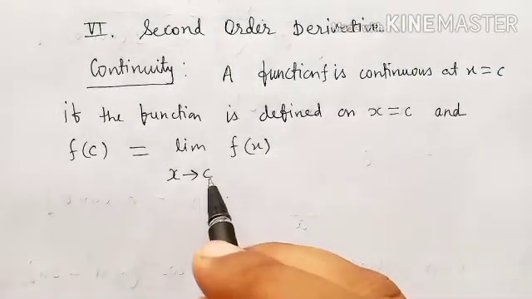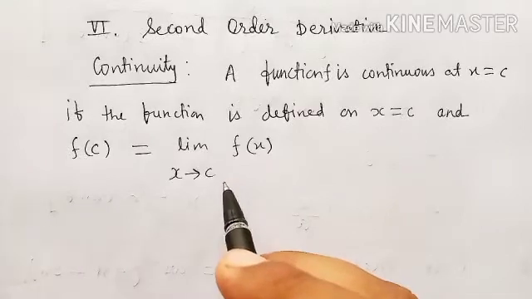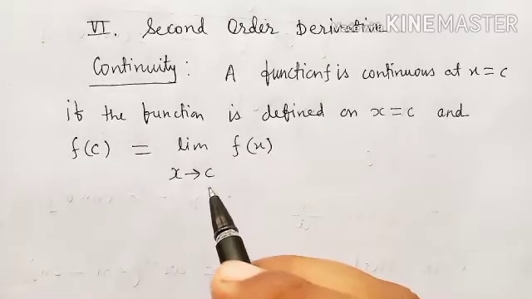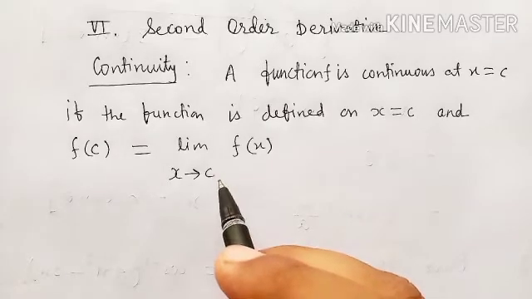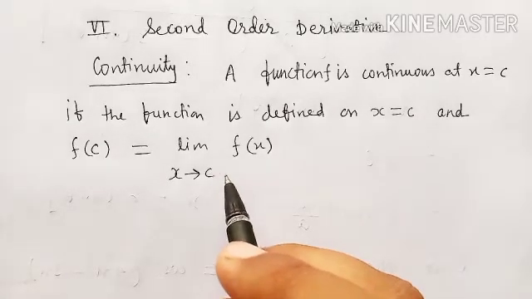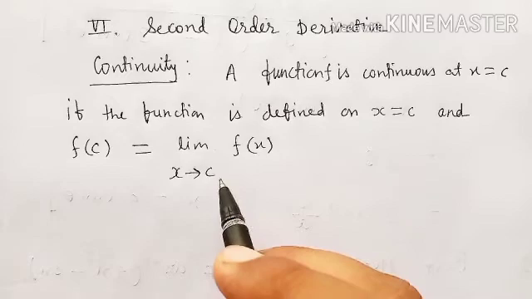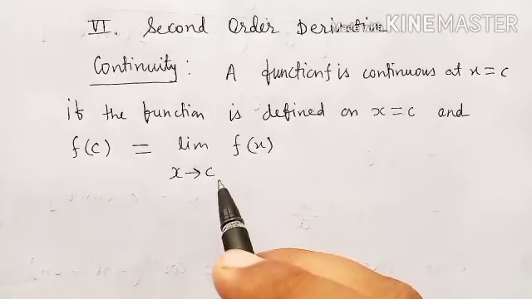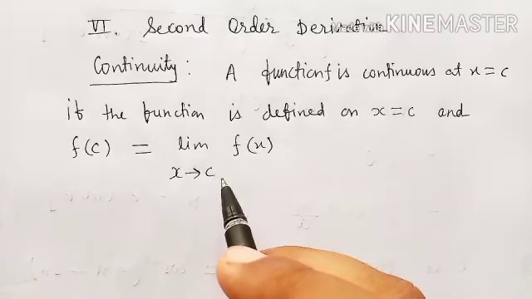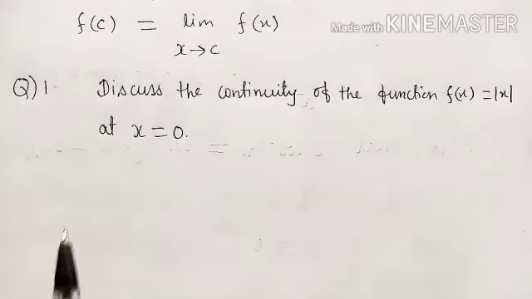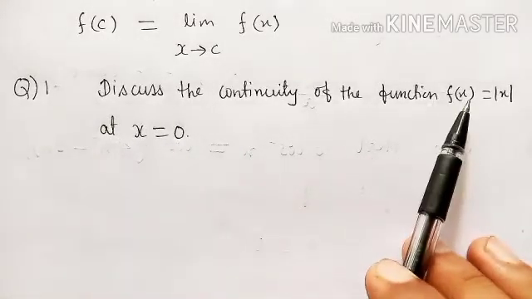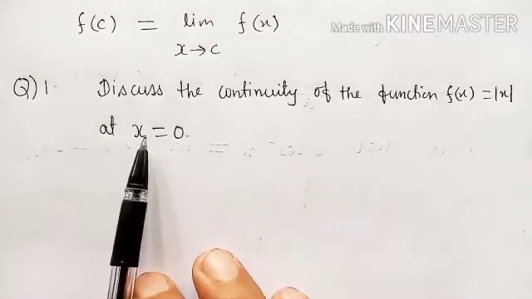You know that limit x tends to c f(x) exists if the left hand limit and the right hand limit for x tends to c exist and are equal. Let us do some questions. So the question is, discuss the continuity of the function f(x) is equal to mod x at x is equal to 0.